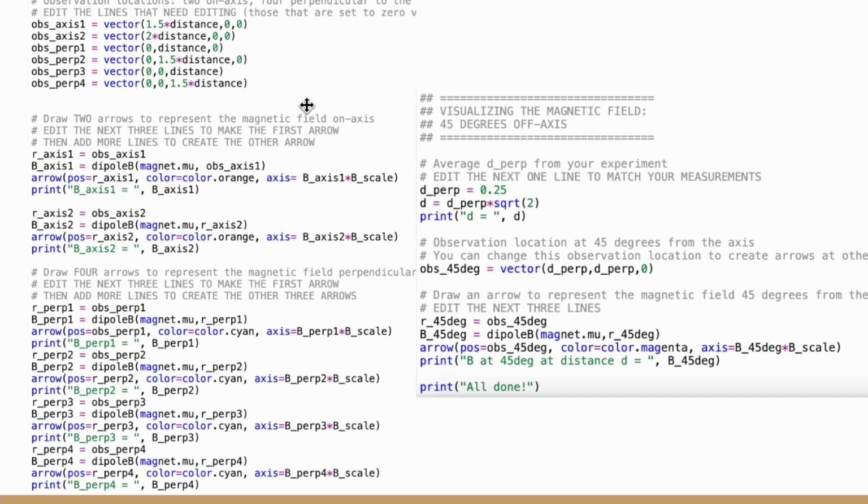So here we set up the different observation locations where we're going to be measuring the magnetic field. There are 2 on axis and 4 off axis. Here, the arrows for the magnetic fields are calculated and created and scaled based on the scale factor we set earlier. So we have 2 on axis here and then 4 off axis. Next, we have a magnetic field arrow created at 45 degrees based on where we measured for the experiment. This was calculated in the same method.